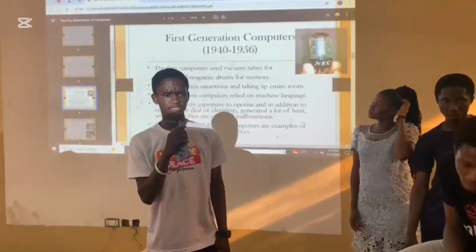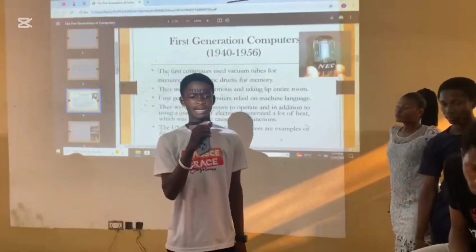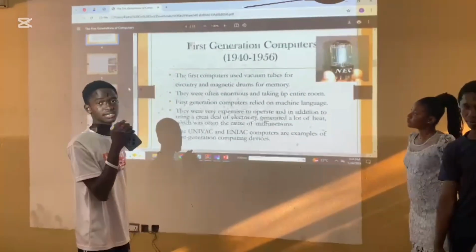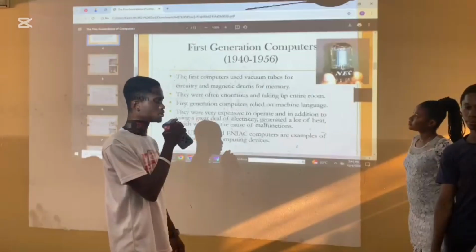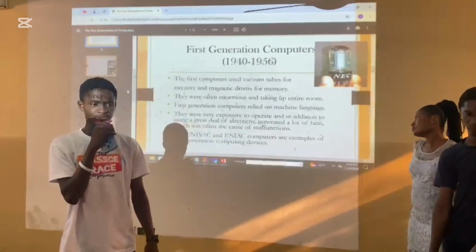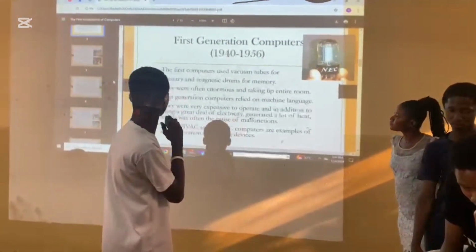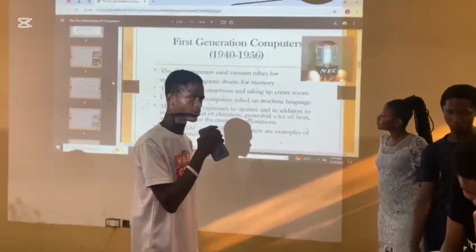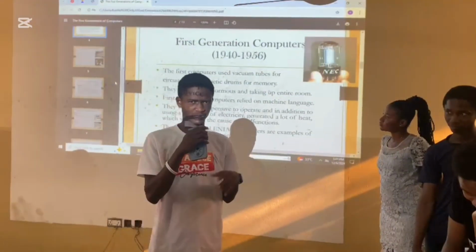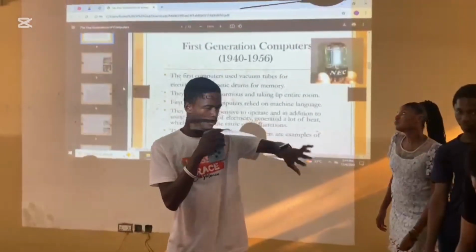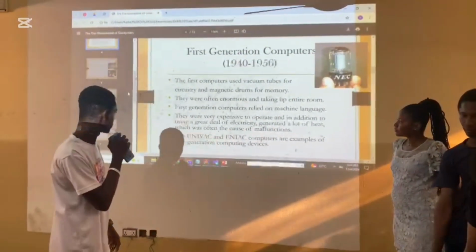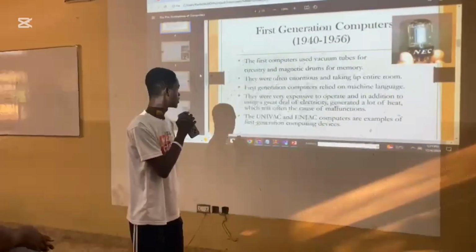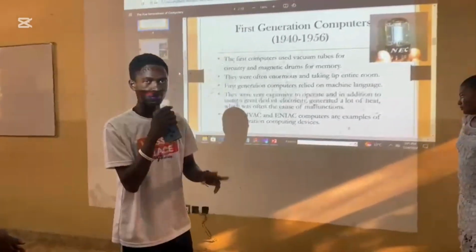So the first generation of computers came from 1940 to 1956, and they used vacuum tubes for the circuitry and magnetic drums for memory. Also, the first generation computers relied on machine language. They produced a lot of heat, and they were also enormous. They were very huge, and one could fill a room. The computers that came first were the UNIVAC and the ENIAC computers. They were the first two computers that came.